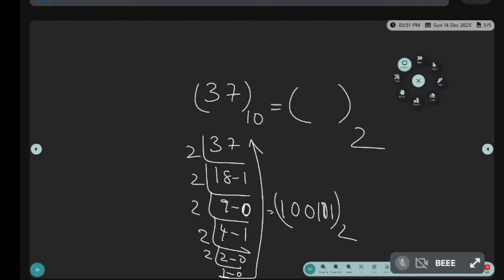214. 214 into 8. LCM with 8. What is the first one? 26.